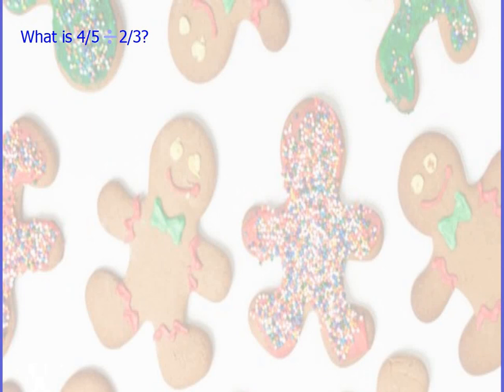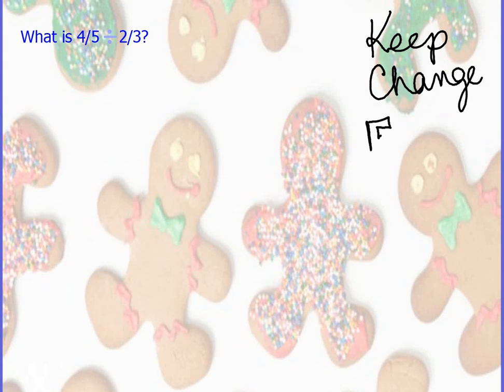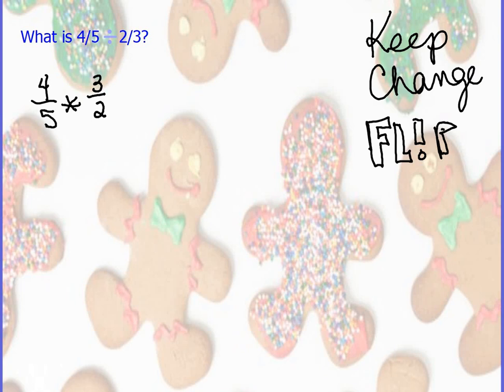All right, let's try another one together, just in case you're still struggling. Go through it with me. If you feel like you've got it, what I do want you to do is try it on your own and then come back and you can check how you did. Another little quick trick that I give students to help them remember is to keep, change, and then flip. All right, so I keep my dividend, I change the problem to multiplication, and then I flip the divisor.